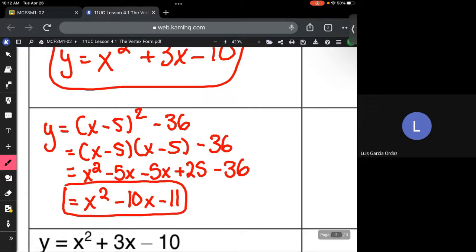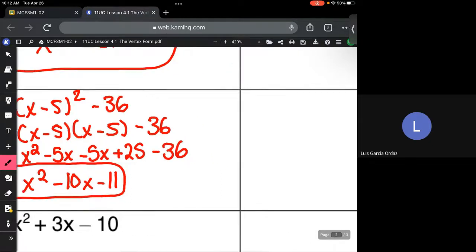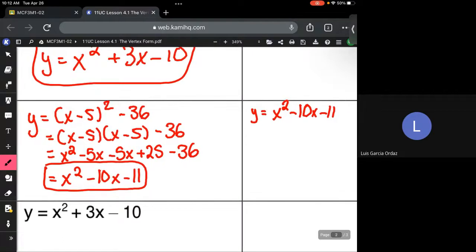Now I can take my standard form and convert it into factored form. So basically what we have is a trinomial. How do we factor trinomials? Product and sum. So what's my product here? Negative 11. What's my sum? Negative 10. So I need two numbers that multiply to negative 11 and add up to negative 10. Can someone tell me? Emma?